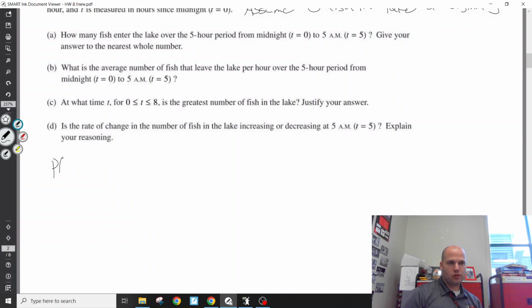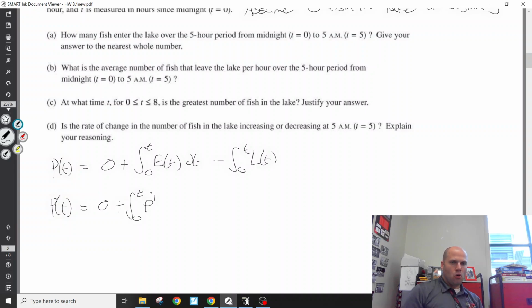Okay, now here are the two huge formulas that you need to use. My total amount, my population, my position, equals my initial amount plus total in minus total out, or initial amount plus change in my total, provided I know that P prime would just be E minus L, rate in minus rate out. This can be used at once or it can be used separately.